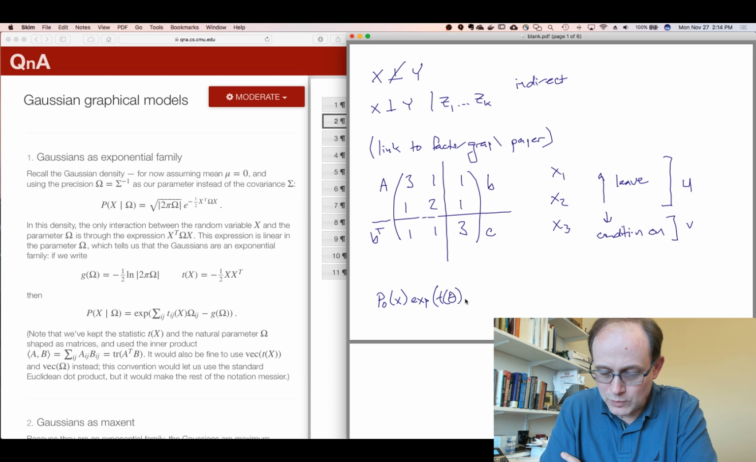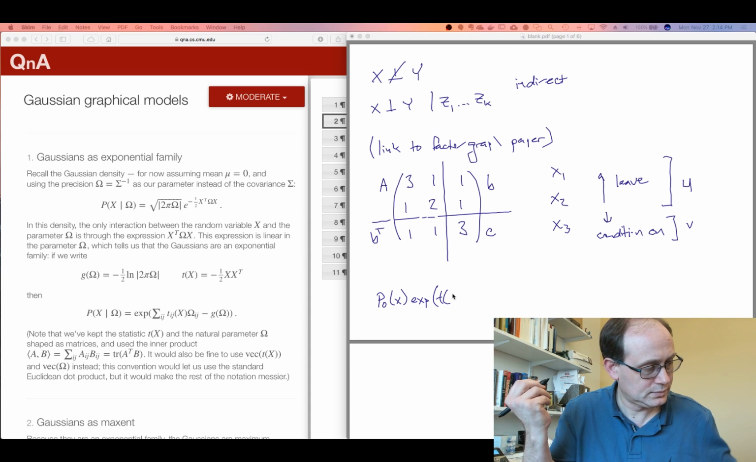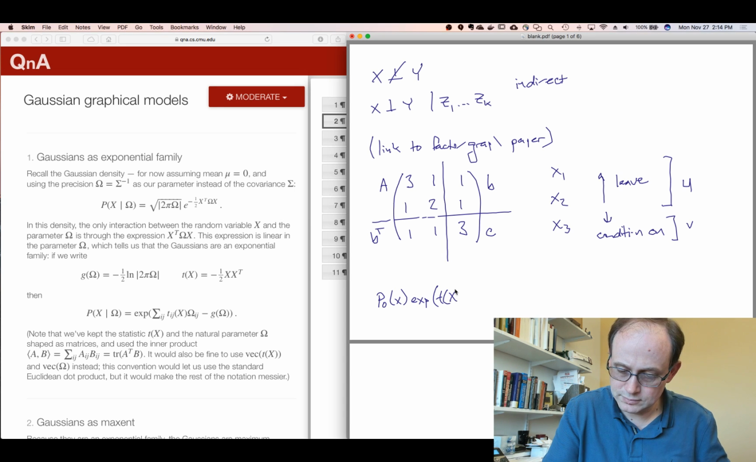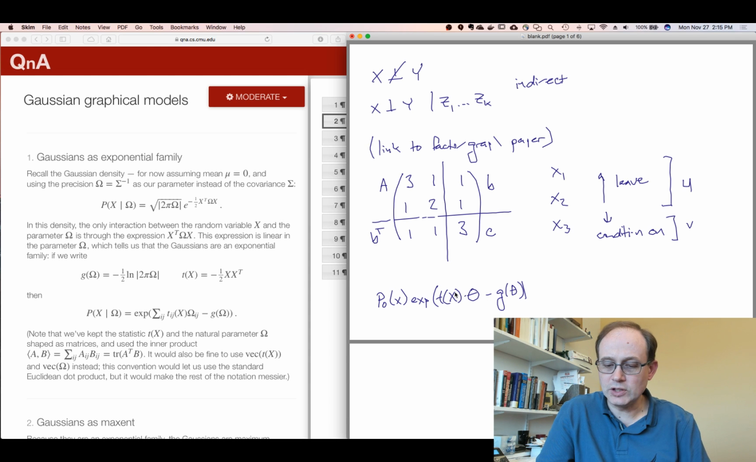But all right, we have this form t of x dot theta minus g of theta, right? So we have this functional form, and any distribution of this functional form can be derived as the maximum entropy distribution for a particular set of features where we're constraining the expectation of those features.